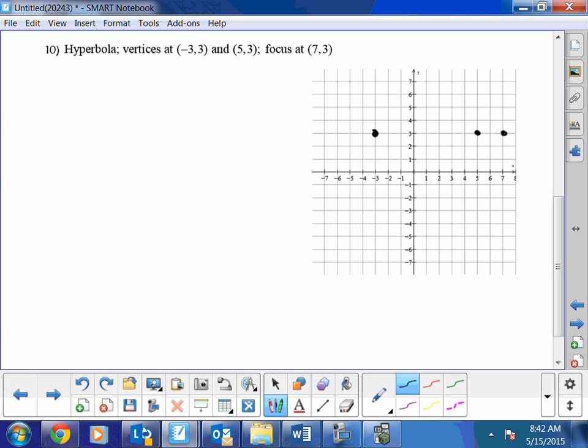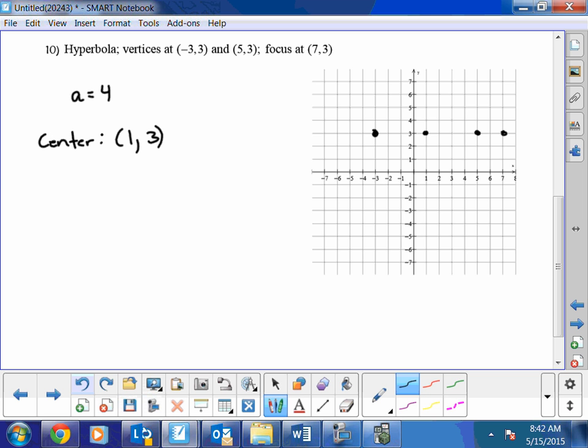Okay, so what information have I been given? First of all, for the vertices, my center is going to be right here, because remember, it has to be the same distance. This and this need to be the same distance, which puts it there. So first of all, I know that my A is going to be a value of 4. My center is going to be a value of 1, 3.